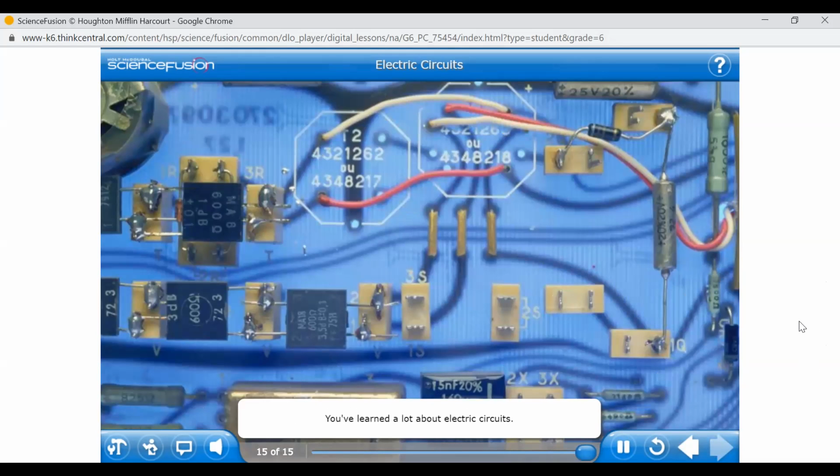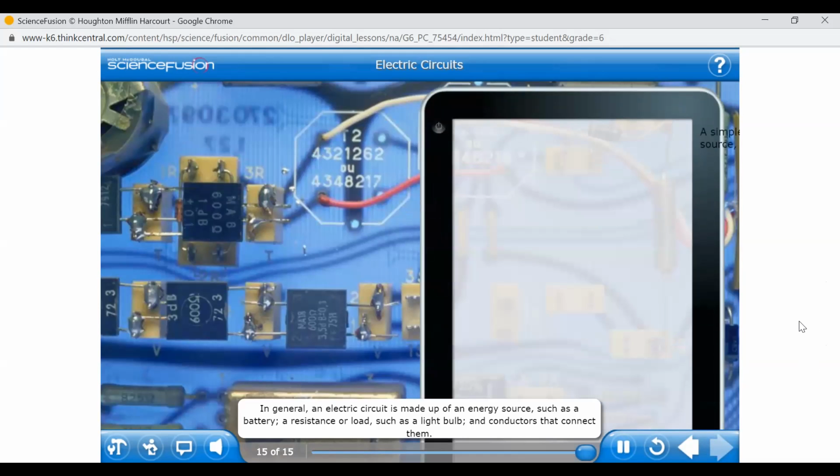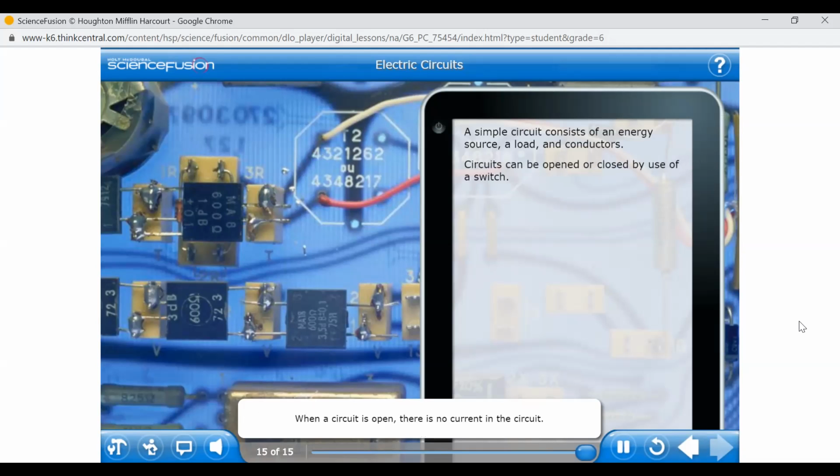You've learned a lot about electric circuits. Let's review the main ideas from the lesson. In general, an electric circuit is made up of an energy source, such as a battery, a resistance or load, such as a light bulb, and conductors that connect them. When a circuit is open, there is no current in the circuit. When a circuit is closed, current is carried by the circuit through all of its components.